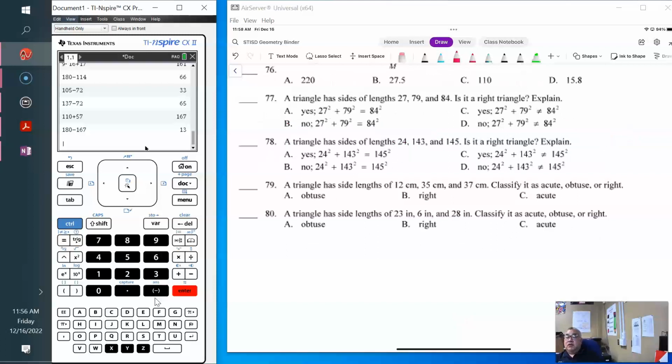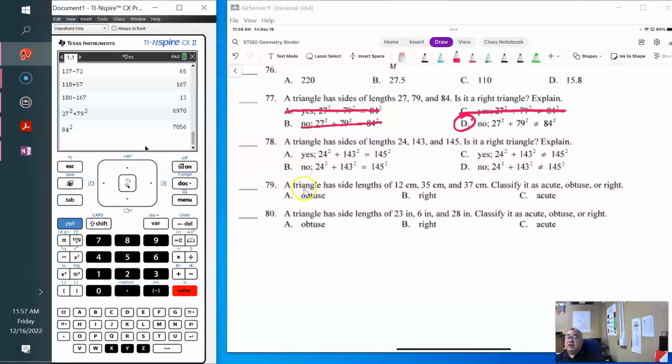Okay, 77. A triangle has side lengths of 27, 79, and 84. So what you're going to do in the calculator, you're going to go 27 squared plus 79 squared, which is 6,970, and you want to check if it equals 84 squared. It doesn't. So it will be no. This says yes, so your answer is no.